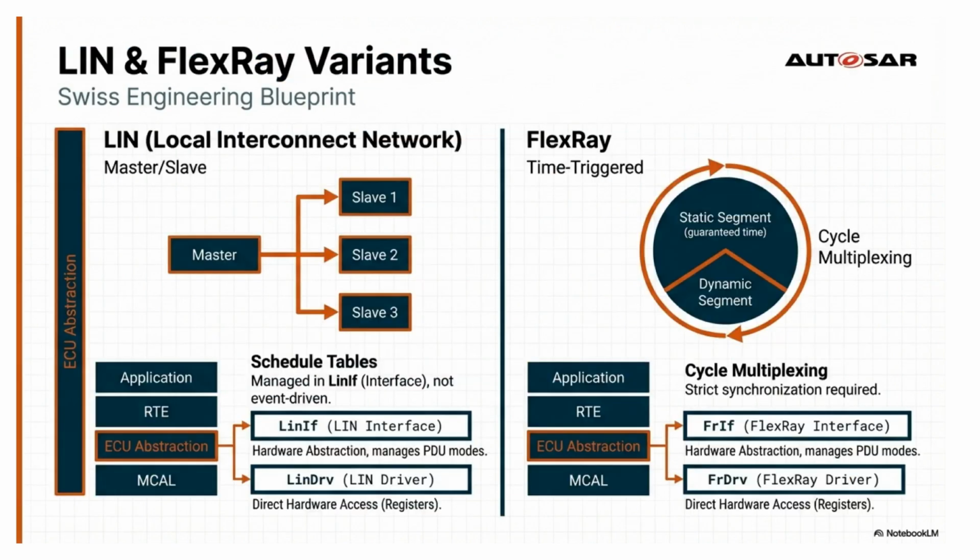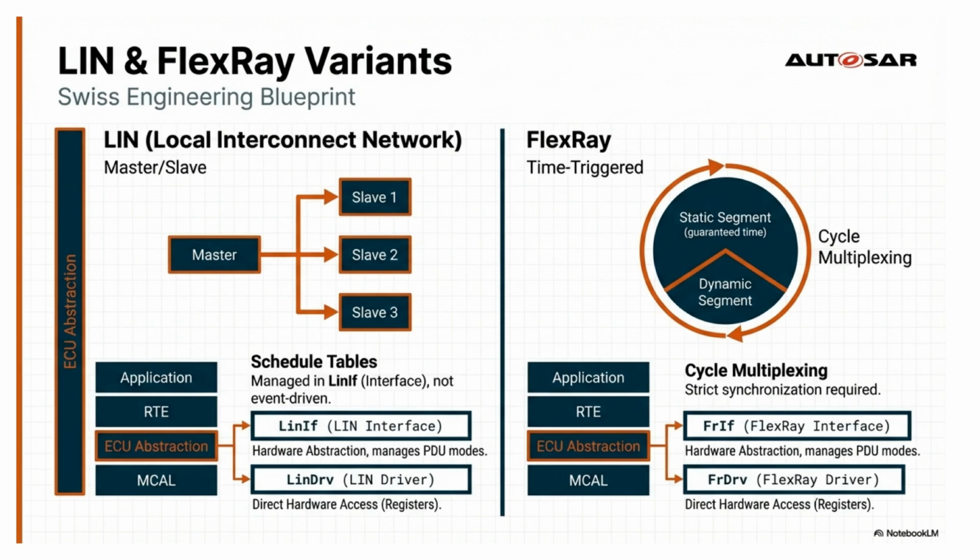In this section, we explore the LIN and FlexRay variants of the AUTOSAR Communication Stack, which serve as specialized alternatives to the standard CAN bus. While CAN is the backbone of the vehicle, LIN, Local Interconnect Network, is utilized as a cost-effective single-wire solution for subsystems where high bandwidth is not required, such as mirror adjustment or power seats.